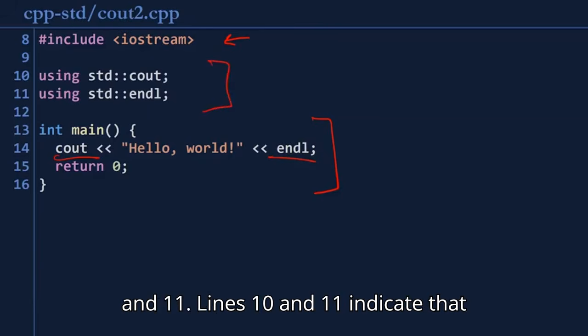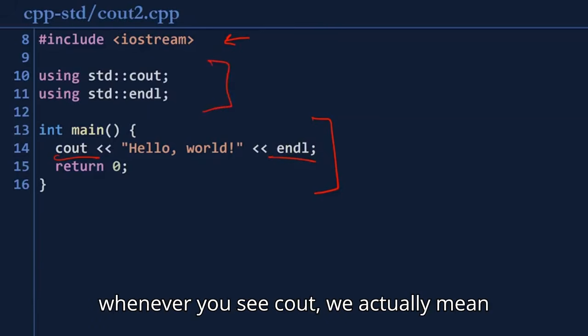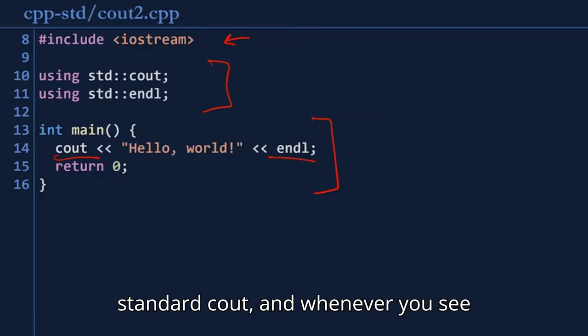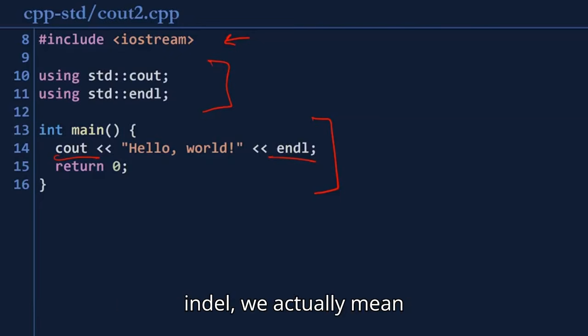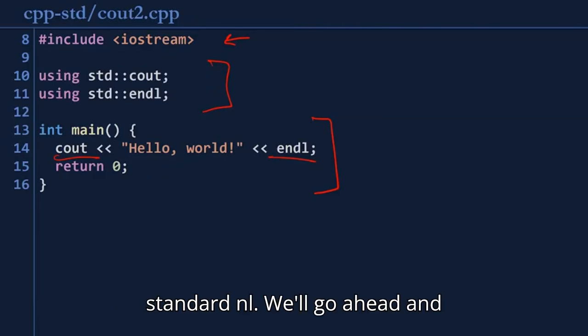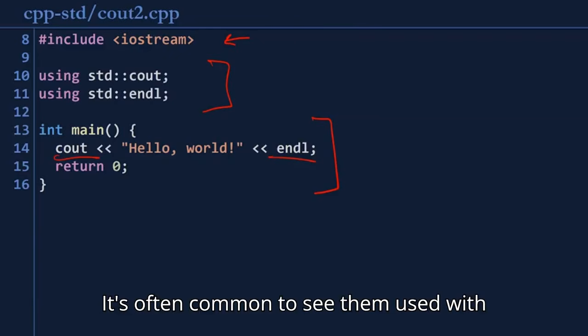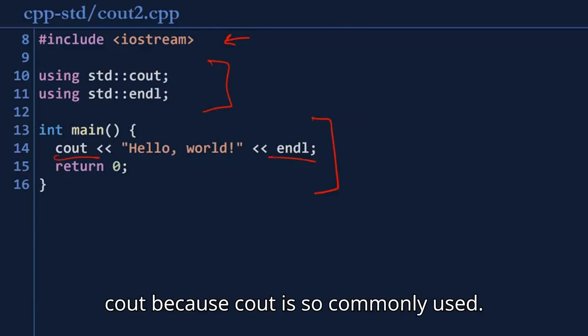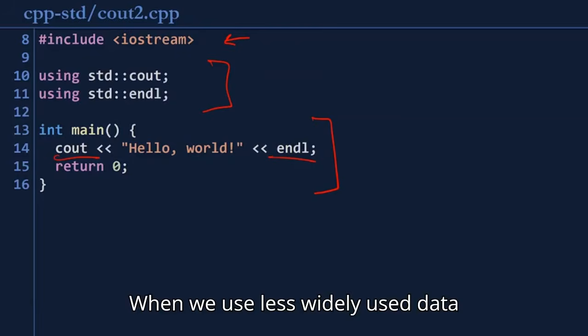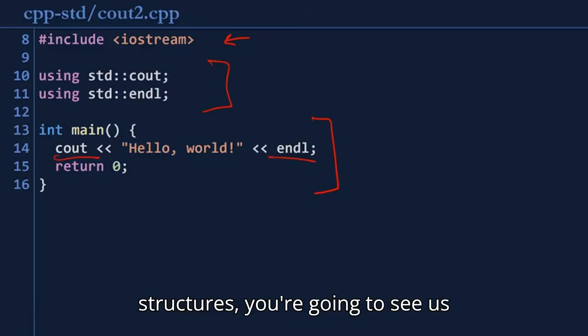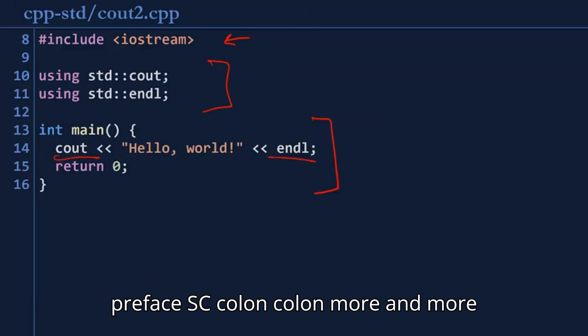Lines 10 and 11 indicate that whenever you see cout, we actually mean std::cout, and whenever you see endl, we actually mean std::endl. We'll go ahead and use these using statements off and on. It's often common to see them used with cout because cout is so commonly used. When we use less widely used data structures, you're going to see us preface std:: more and more often.